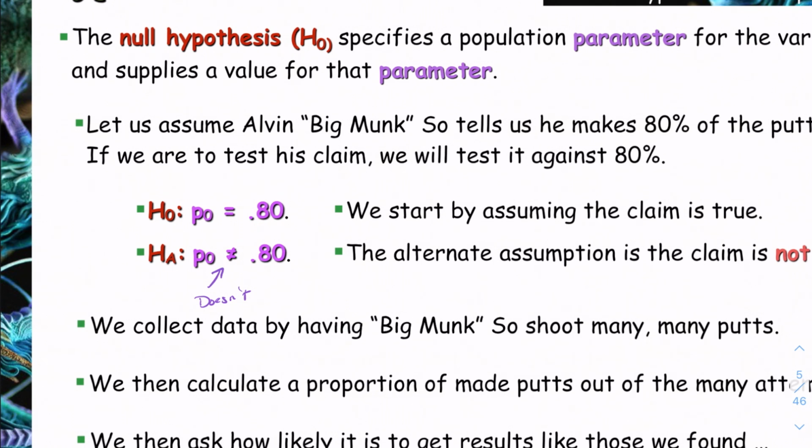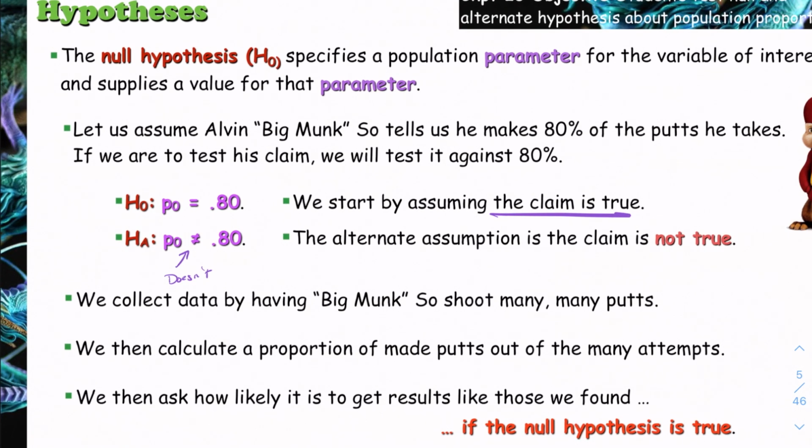So we start by assuming the claim is true. That's what we mean by a hypothesis. The alternate assumption is that the claim is false or not true. And then we go out, we collect data by having Alvin shoot many, many shots. And then we calculate the proportion of made putts out of the many putts. That would be our sample proportion. We then ask, how likely is it to get the results that we found given that his initial statement was true? So given if the null hypothesis was true.